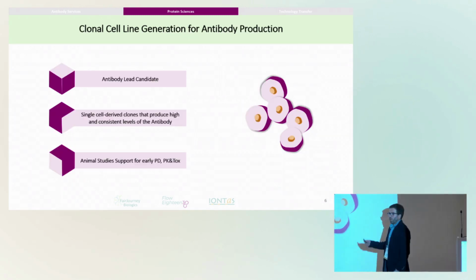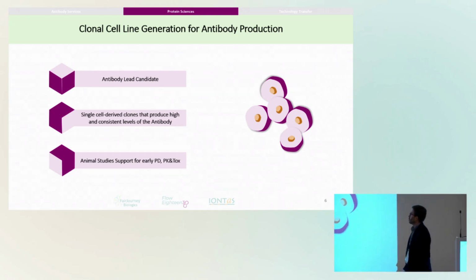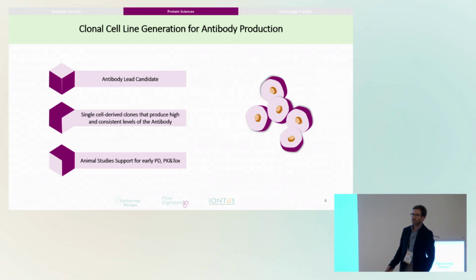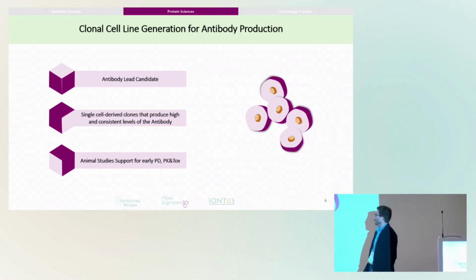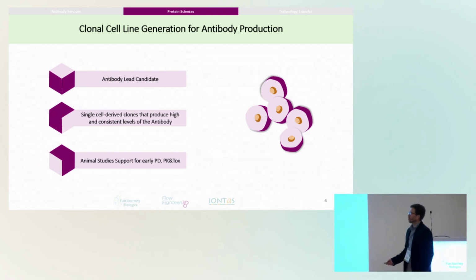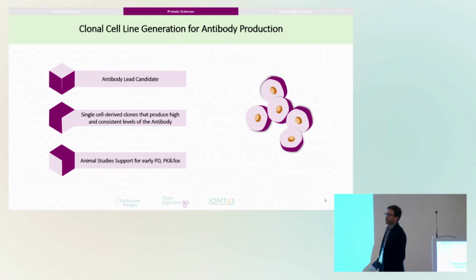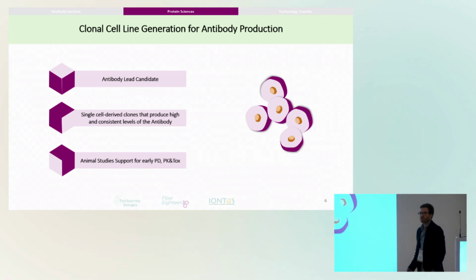The other part of cell line development is related to the ability to generate a stable cell line that is able to produce the antibody lead candidates. The idea is to have a single cell derived clone that can produce high and consistent levels of the antibody, and then this production can be supported for animal studies in early PD or PK non-GMP conditions.